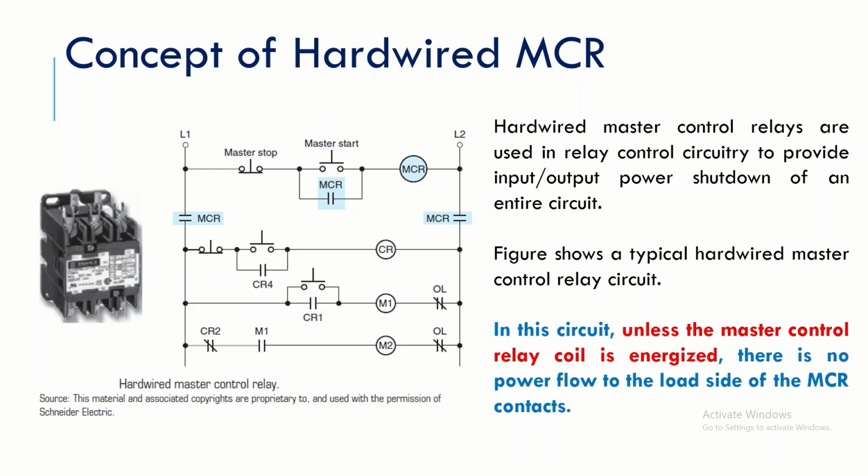You see one thing, that unless this relay is energized, it is for sure that no power flow can take place from this master line to this branch. We call it the load side, because from the MCR point of view, this is the supply side, that is the upper side, this first rung. And all the rungs beneath this MCR contact are the load sides.